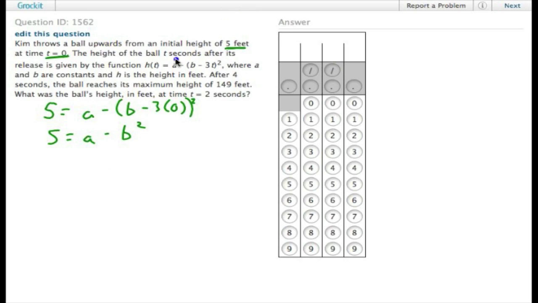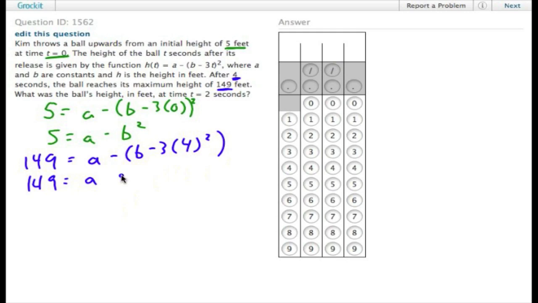But we have another value for h. After 4 seconds, when t is 4, the height is 149. So let's go ahead and plug those values into this equation. 149, the output, the height, just like 5 was the height when t was equal to 0, is equal to a minus (b minus 3 times 4) squared. 4 is the seconds right here. t is 4 at this point. So 149 is equal to a minus (b minus 12) squared.